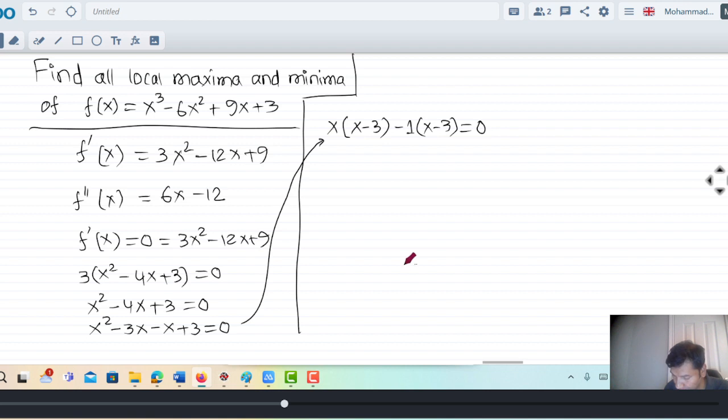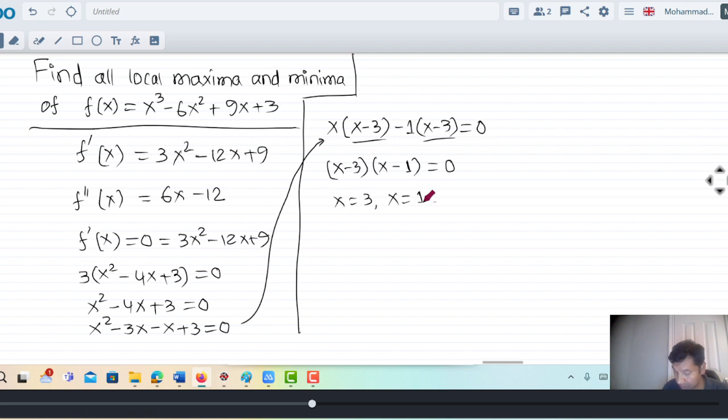Okay, so now see, here x minus 3 is a factor, and here x minus 3 is a factor. So if I take x minus 3 from both terms, I have x here and minus 1 here, which is 0. Now solving this, we get x equals 3 or x equals 1. So we have 2 points, x equals 1 and x equals 3. I don't know which is a maximum and which is a minimum. These are the critical points, critical numbers.